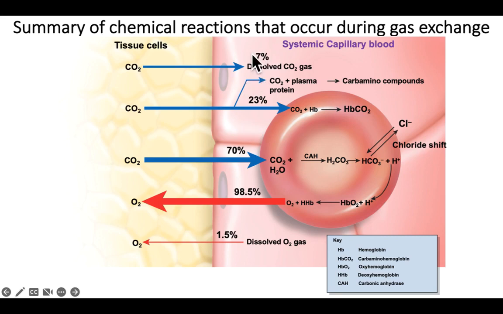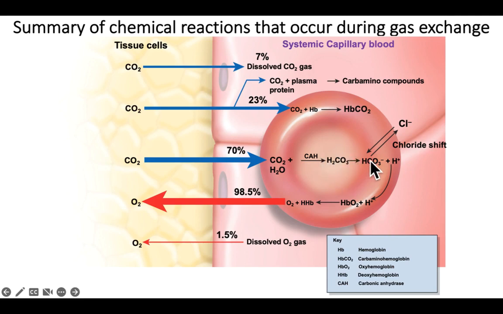7% dissolves in the plasma. 23% attaches to protein. It could attach to some plasma proteins, or it could actually go in and attach to the globin portion of hemoglobin. All right? But remember, 70%, most of that carbon dioxide, enters the red blood cell where you find that enzyme, carbonic anhydrase. It's going to convert the carbon dioxide and water into carbonic acid.